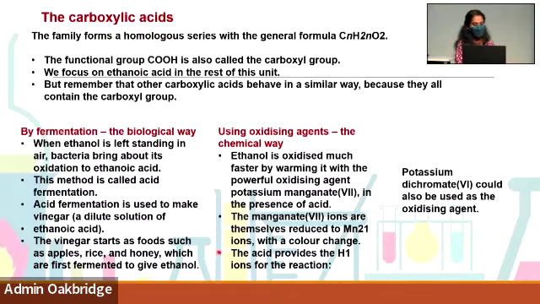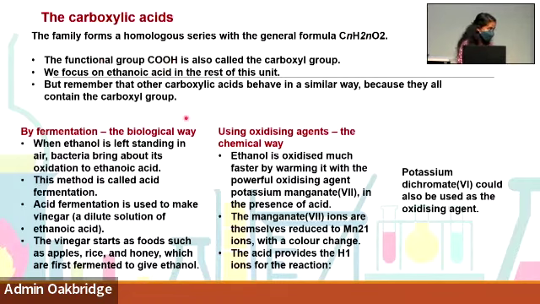Carboxylic acid. It's another set of examples. The general formula is CnH2nO2. So O2 meaning OO. So usually it will be COOH. So this is what they mean by OO, O2.